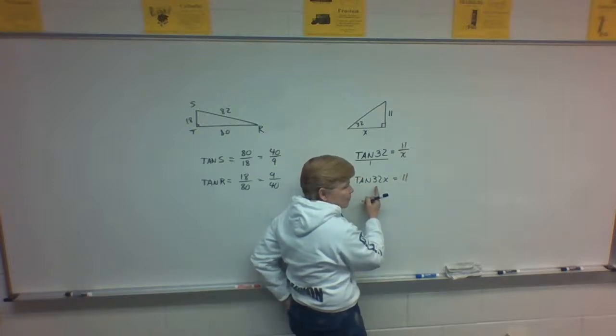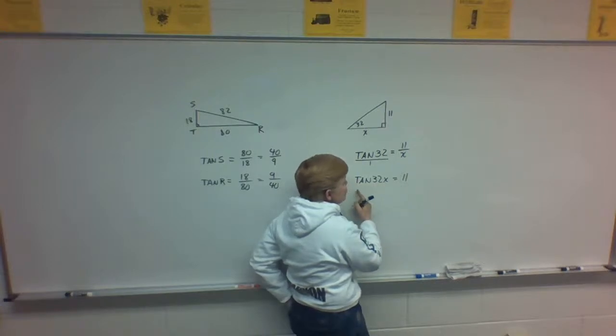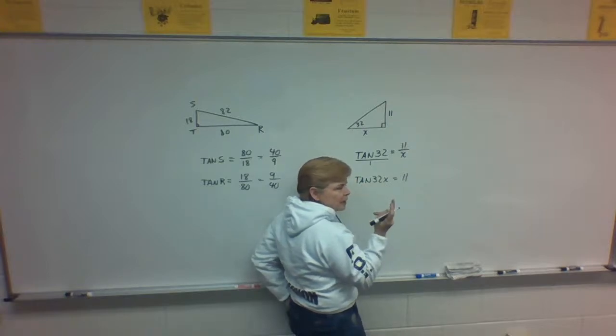This is an improper way of writing this because it's ambiguous. Do you know what ambiguous means? Means has more than one meaning. When you read this, you have to wonder to yourself, do you mean for me to take the tangent of 32 and find a number and then multiply by x? Or do you mean for me to take 32 times x and then tangent the result? Can you see how it could have two meanings?